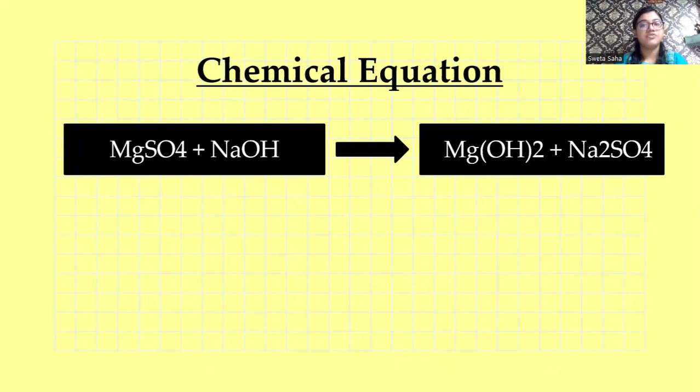So now let's recapitulate whatever we learned in today's class. We talked about chemical reaction, chemical equation, and three important characteristics of chemical reactions. They are evolution of gas, change in color, and formation of precipitate.